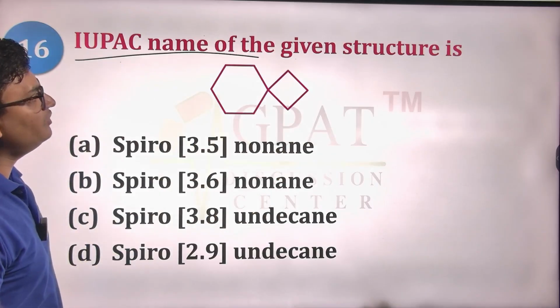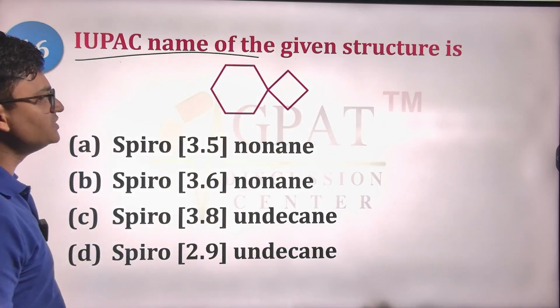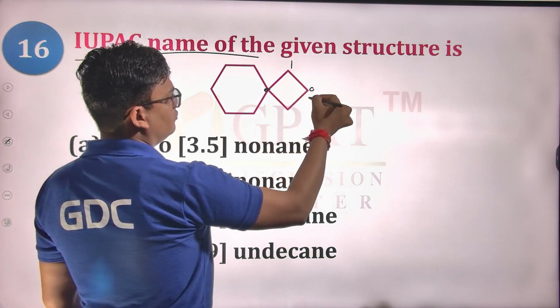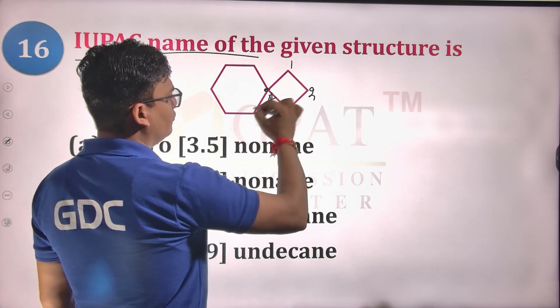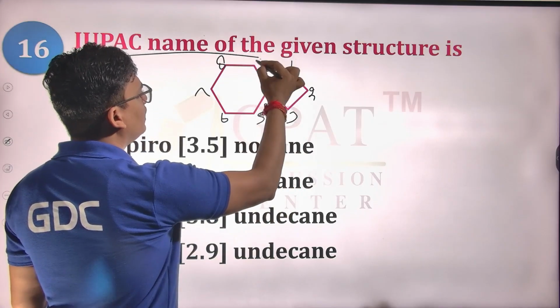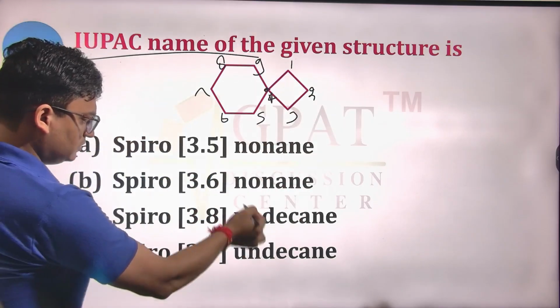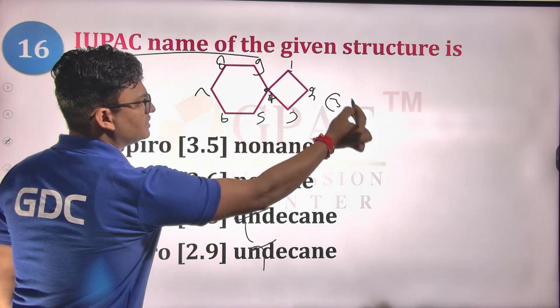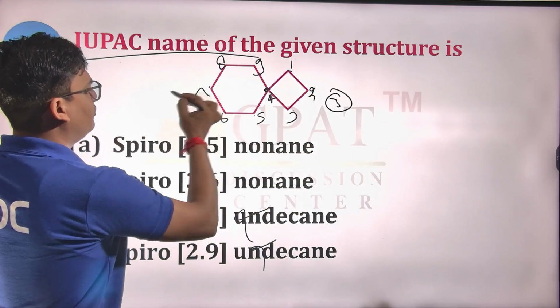IUPAC name of the given structures. What is the IUPAC name? Again, it's a spiro. Always it starts from the shorter size of the ring: 1, 2, 3, and we are having 4. Now we can move in any of the directions. Let's suppose 5, 6, 7, 8, 9. We are having 9 carbon nonane. So this is wrong. We are having a 1, 2, 3 carbon chain in this ring and 1, 2, 3, 4, 5 in this ring.